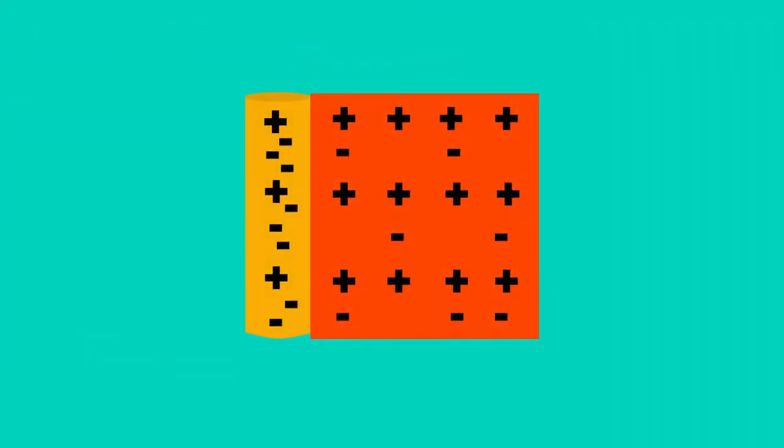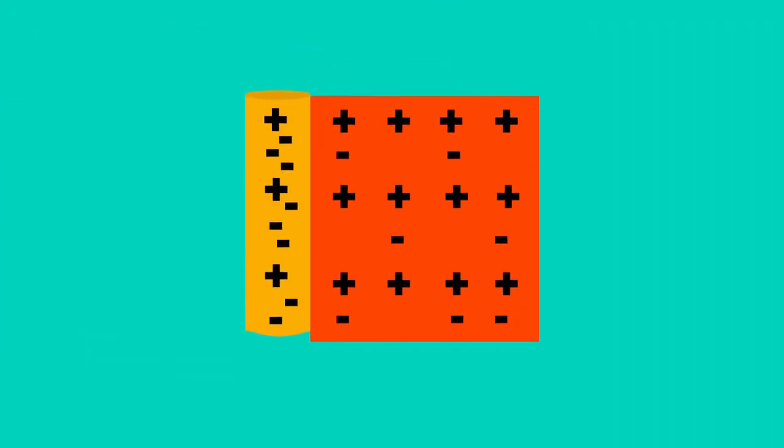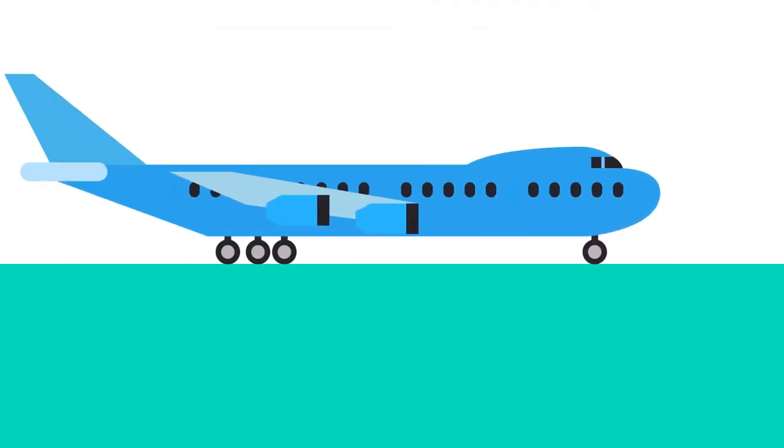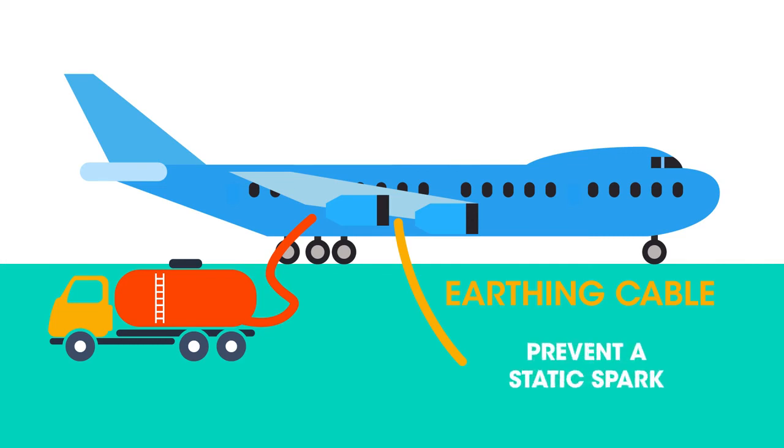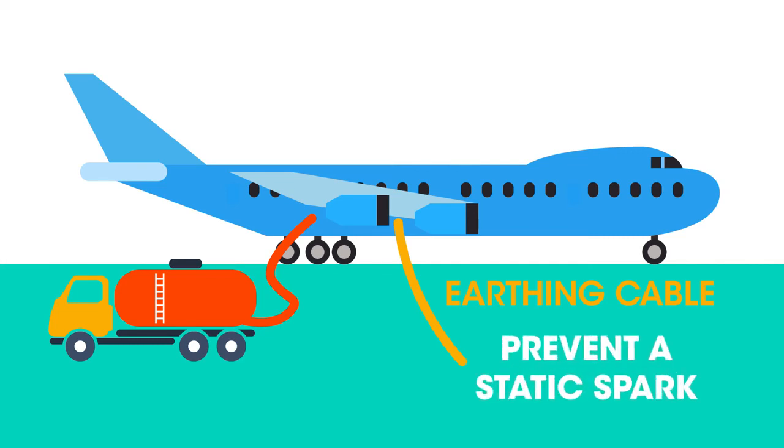The slight spark caused by the electrons jumping from one material to another can be dangerous. Petrol and other liquid fuels build up a static charge as they flow through a plastic pipeline. There is an earthing cable connected to the fuel nozzle at a garage, and aeroplanes are linked via a similar cable during fueling to prevent a static spark igniting the fuel and causing an explosion.